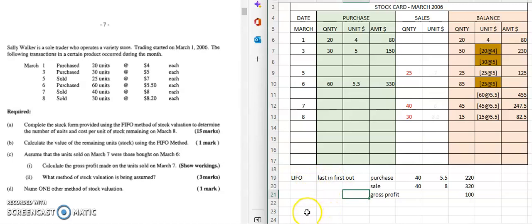And then the last question asks you to name another method you can use, and the other method is the average cost method, or sometimes referred to as the weighted average method. All right, so there you have it, the answer to question 6, and we practiced the first in, first out method of calculation. So see you again next time around.